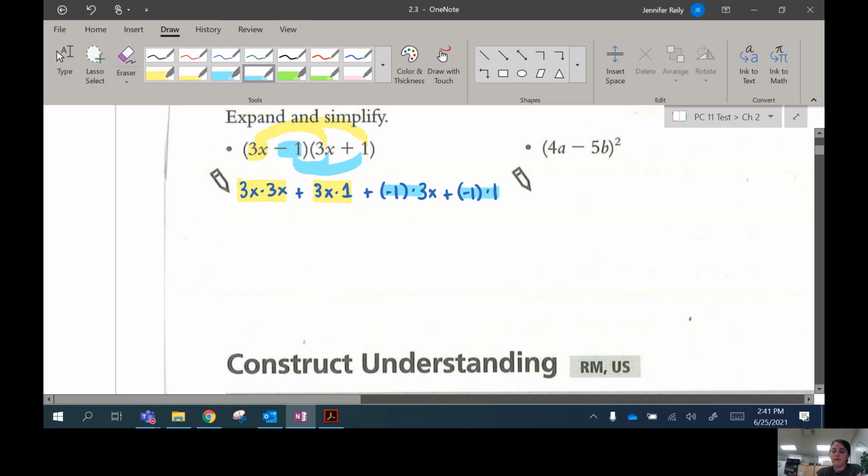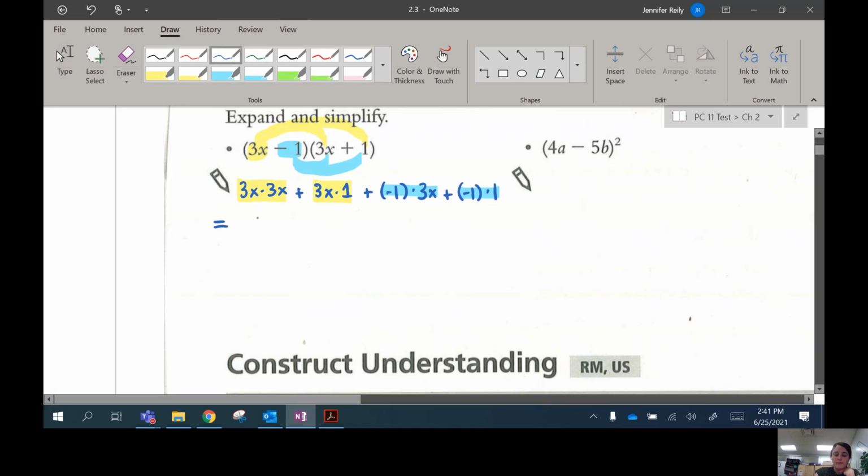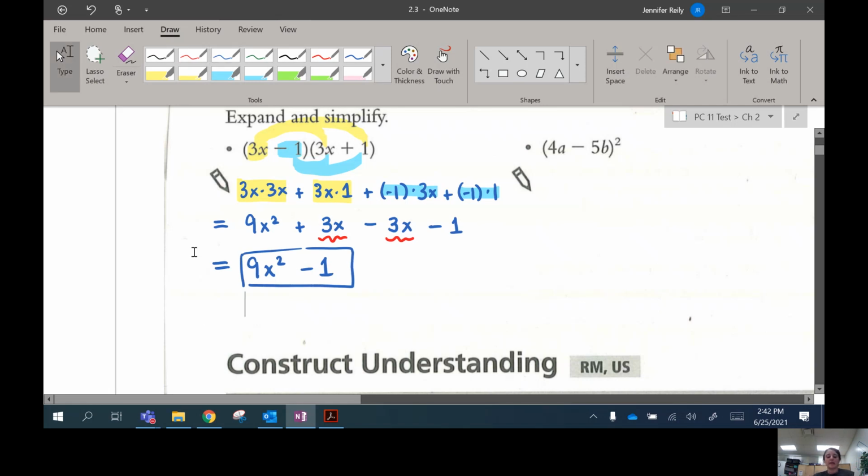So we end up with 4 terms altogether, and then what you did was simplify it and collect any like terms. So we can multiply these together. 3 times 3 would make 9x squared. This would be 3x, this would be -3x, and this would be -1. And finally, collect like terms. Those two are like terms. 3 minus 3 is 0, so you don't need to write that middle term, and we get our final answer. So we're going to use the exact same technique today.